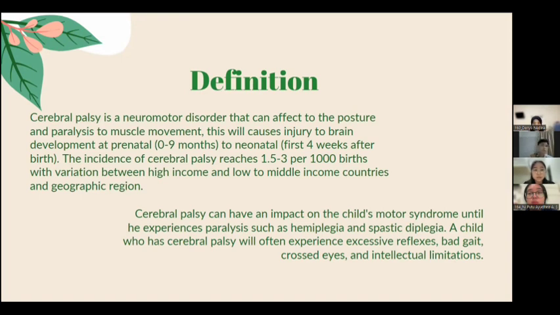Cerebral palsy can have an impact on the child's motor syndrome until he experiences paralysis such as hemiplegia and spastic diplegia. A child who has cerebral palsy will often experience excessive reflex, bad gait, crossed eyes, and intellectual limitation.